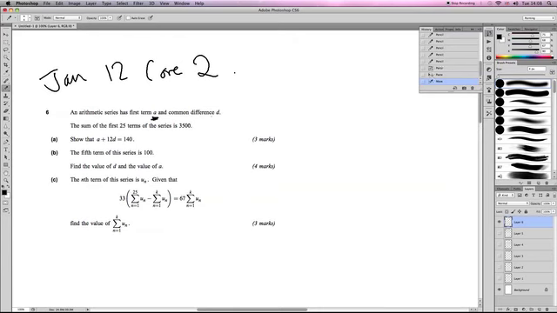We've got starting term A and common difference D. So it's already nasty because they don't tell you what A and D are. They tell you the sum of the first 20 terms, so S20, is equal to 3,500, and that becomes A plus 12D is equal to 144. And yeah, that's quite a nasty opening question.